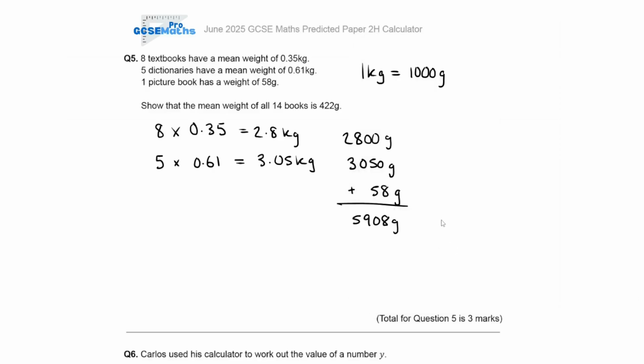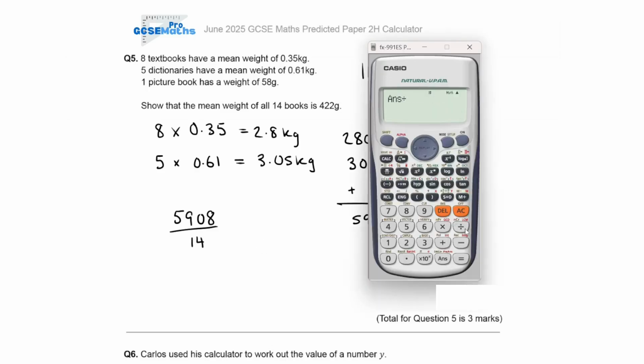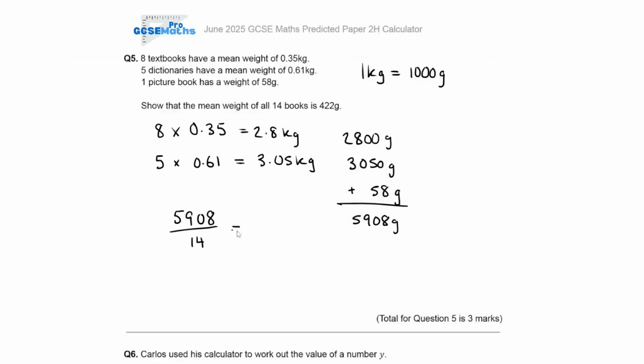So now I can actually work out the mean. That's the total of all 14 books. So all I need to do is take that and divide everything by 14. Take my answer, divide by 14. As you can see, 422 grams.